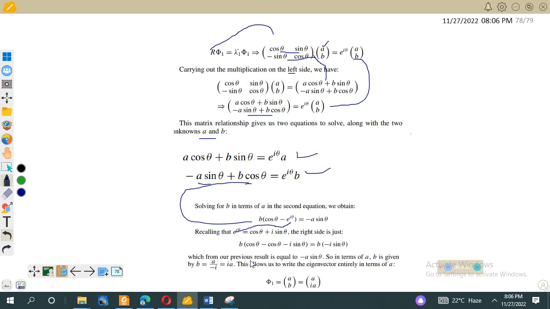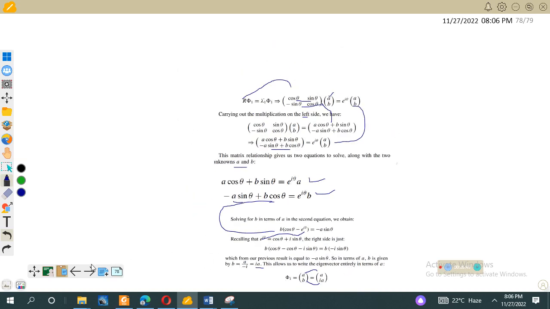So which from our previous result is equal to minus sin theta. So in terms of a, b is given by b is equal to a over minus iota, which can be written like a iota. So this allows us to write the eigenvector entirely in terms of a. Phi 1 is equal to a over b, a is equal to a and b is equal to iota a. So b will be equal to iota a. So we have found the value of a and b, because the value of a is a and the value of b is equal to iota a.